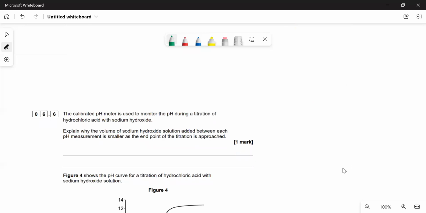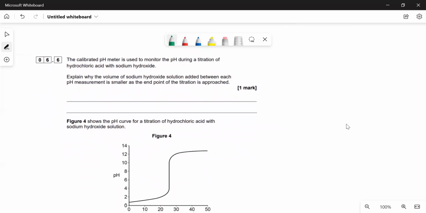Right. The calibrated pH meter is used to monitor the pH during a titration of hydrochloric acid, a strong acid, and sodium hydroxide. So you get the titration curve shown below there. Explain why the volume of sodium hydroxide solution added between each pH measurement is smaller as the end point of the titration is approached. Well, if you look at the shape of this curve, at first, as you're adding the OH minus, the sodium hydroxide, the pH doesn't change very much. But as you get to the end point, the pH changes very rapidly with very small volumes of sodium hydroxide.